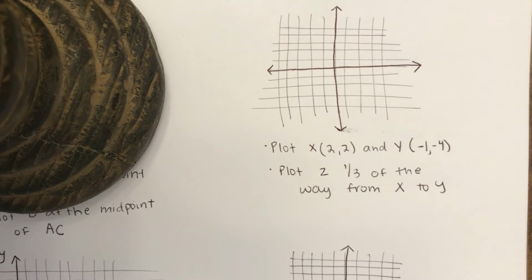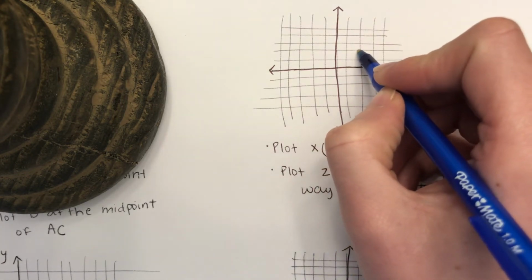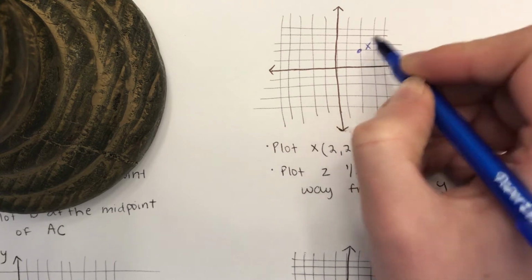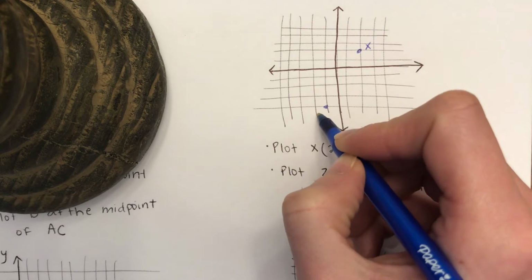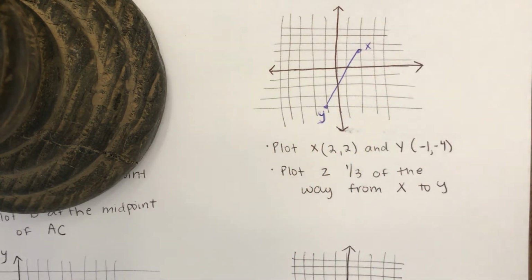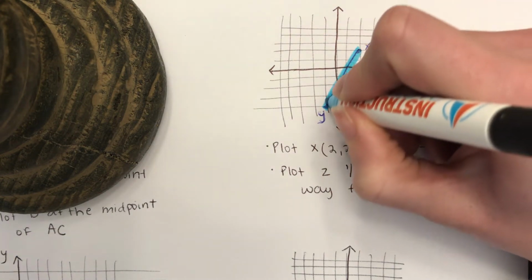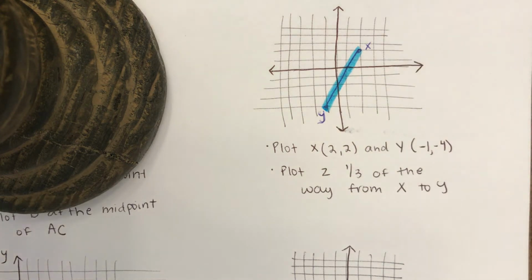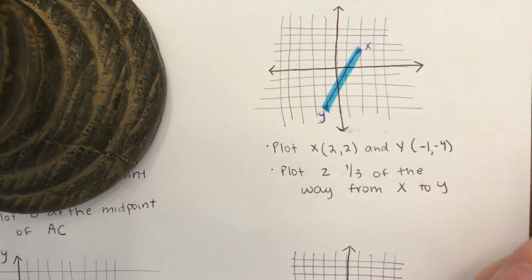Looking at the second problem over here, this says plot X at 2, 2 and Y at -1, 4. So I'm going to start with that. Again, just make sure you're using the first number in that ordered pair as the X coordinate. So make sure you're going in the X direction first and then the Y direction. All right, so now this one says plot Z 1/3 of the way from X to Y.